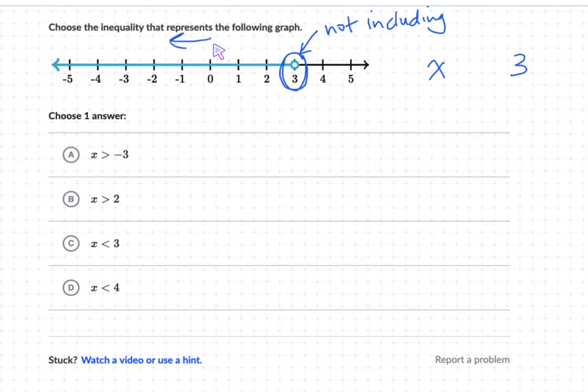It's to the left, so it's less than. So we're looking at all numbers that are less than 3, but not including 3. If it had a closed circle, that would mean it would be less than or equal to 3. But that is not the case. It is an open circle. So you should have put down x is less than 3.